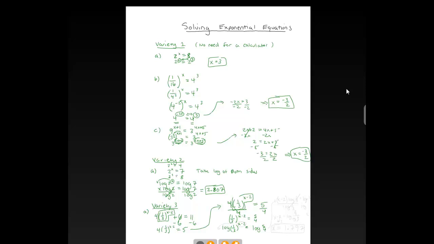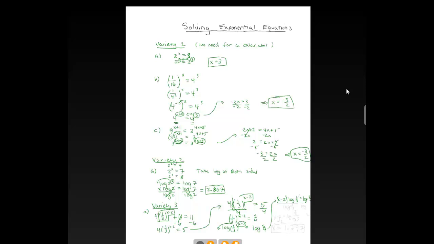If you don't remember the properties, Miss Adams made a really nice video. If you go to my website, Get Ready for Advanced Math, in the video she does a whole section on log properties. So that x minus 2 can move down, and what we get is x minus 2, in parentheses, since that whole thing is being multiplied by log of 1/3, and that equals log of 5/4.